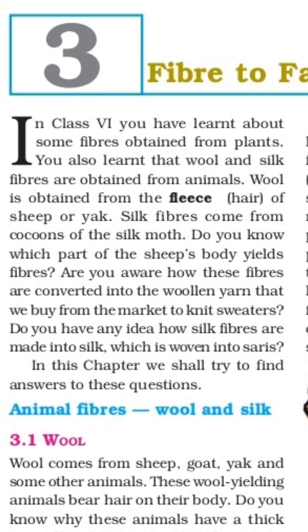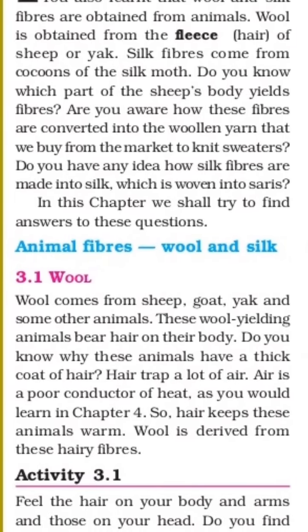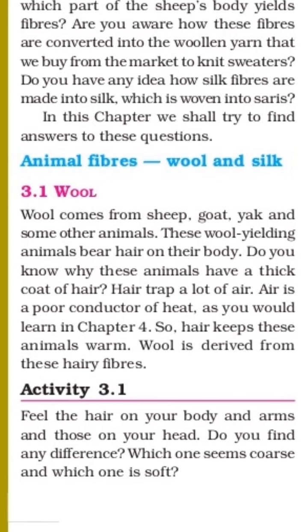Here is our first point: animal fibers, wool and silk. Now, first point, wool. We are aware that wool comes from the sheep, goat, yak and some other animals. These wool-yielding animals bear hair on their body. We are aware that sheep, goat and yak have a lot of hair on their body.